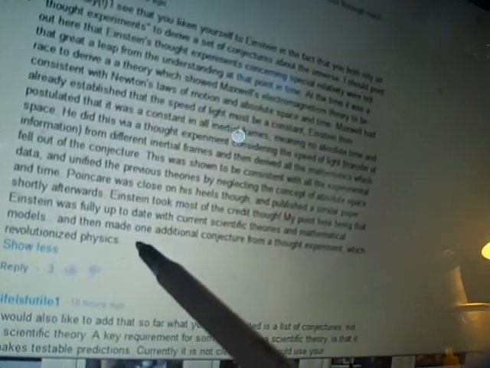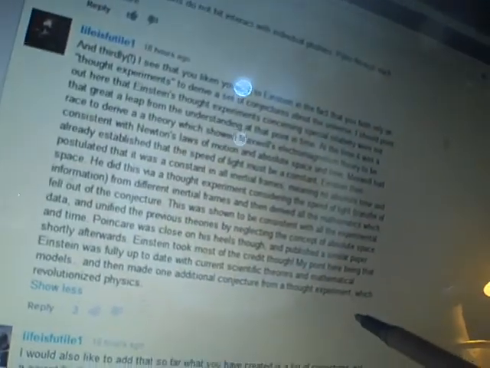Poincare was close on his heels, though, and published a similar paper shortly afterwards. Einstein took most of the credit, though. My point here being that Einstein was fully up to date with current scientific theories and mathematical models, and then made one additional conjecture from the thought experiment which revolutionized physics.